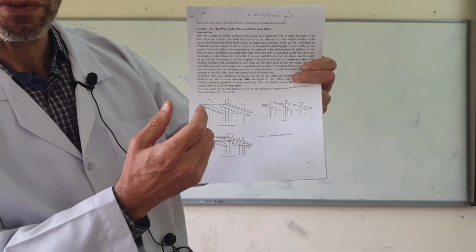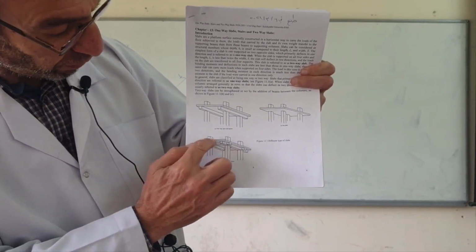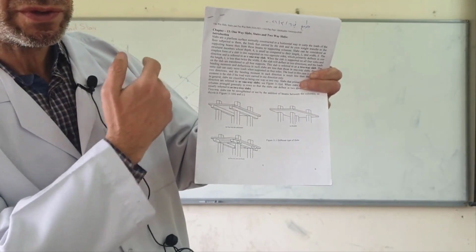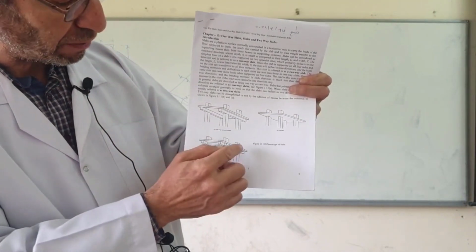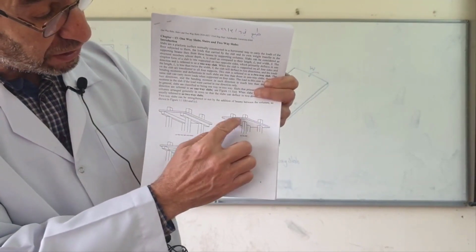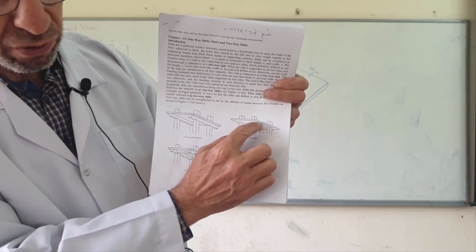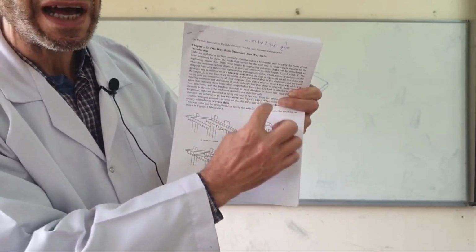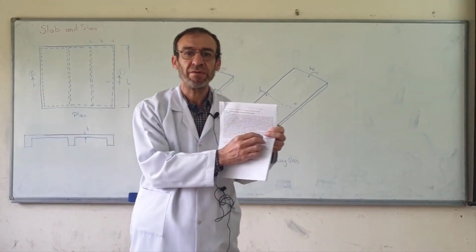One-way slabs: beams in all four directions. But when L over W is less than 2, we call it a two-way slab. We don't have any beams in between the columns. This we call a flat slab.